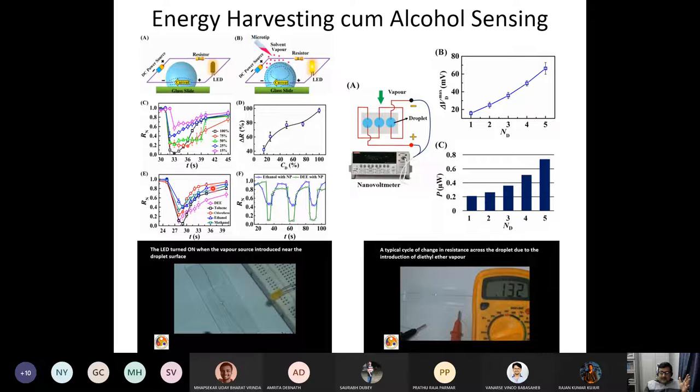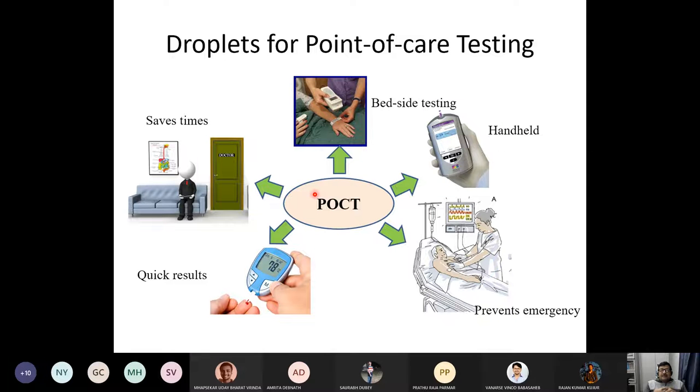So essentially, you can not only identify each and every individual vapor, but if you put up a mixture, you will be able to really follow those mixtures. Here you may see that you have put dry nitrogen, you have put ethanol with nitrogen, you put diethyl ether with nitrogen. You see that they're able to differentiate between these two, right? So it's a very interesting system, a simple droplet you can convert into a kind of alcohol sensor, right? So just study this thing.